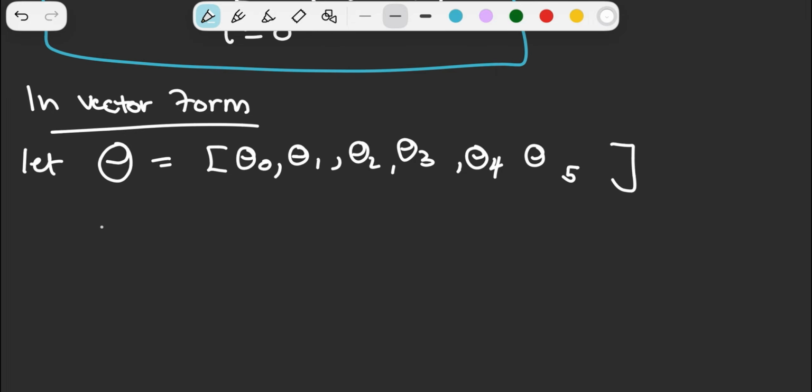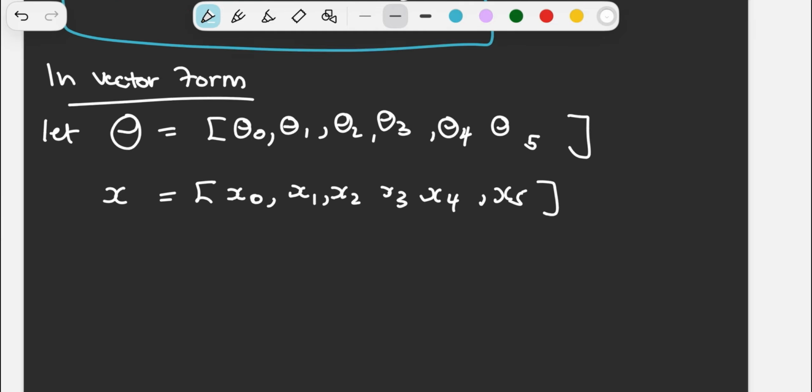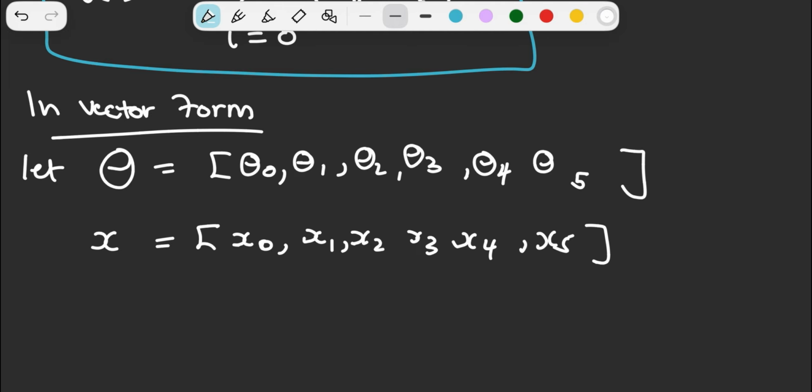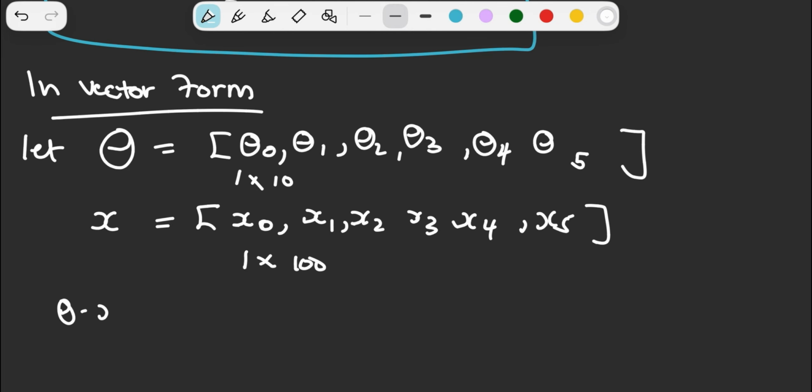Okay. And then let x, without any 1 over here, just x, be equal to x0, x1, x2, x3, x4, x5. My goal is to say theta times x, but you can't do that. Remember, this is row by column. This is a 1 by something matrix, maybe 1 by 10, and this is a 1 by something matrix, maybe 1 by 100. So you can't multiply theta and x because these orders are not the same.